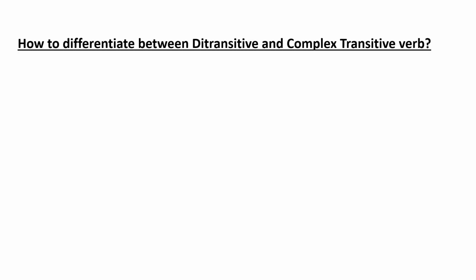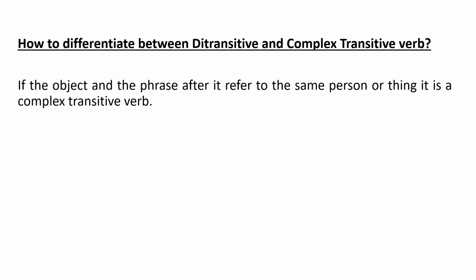Now, there can be a common confusion about how to differentiate between a ditransitive and a complex transitive verb if the sentences contain phrases. In that case, there is a small tip which you must know. If the object and the phrase after it refer to the same person or thing, it is a complex transitive verb. What does it mean?